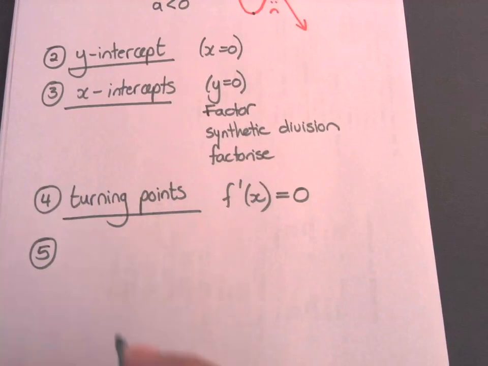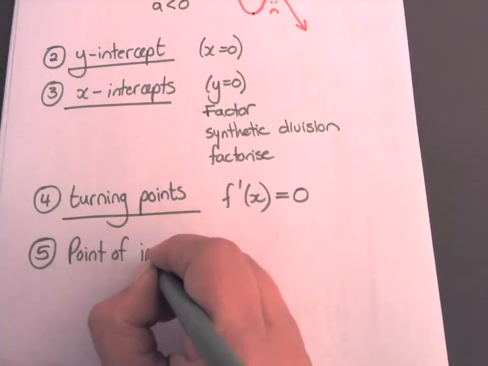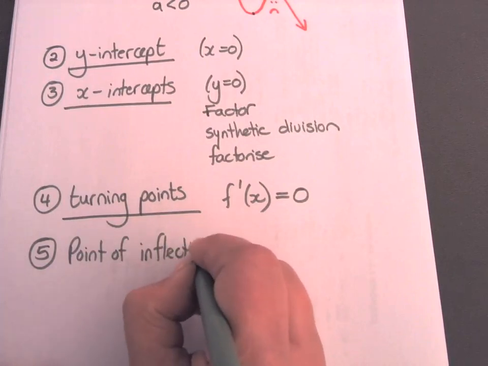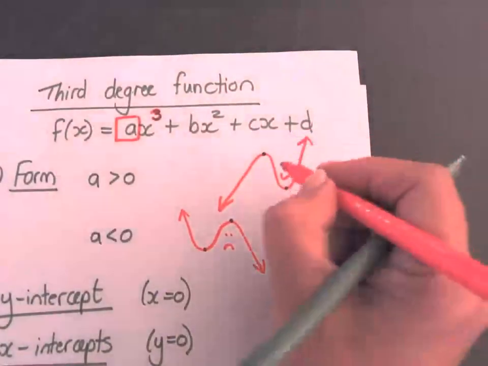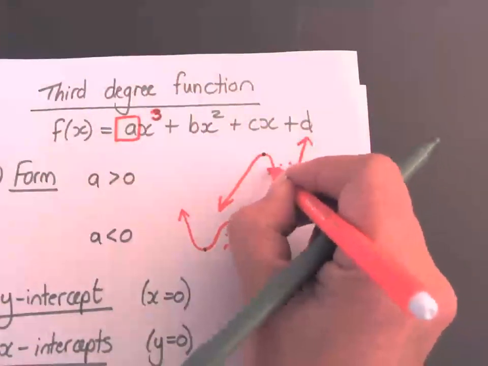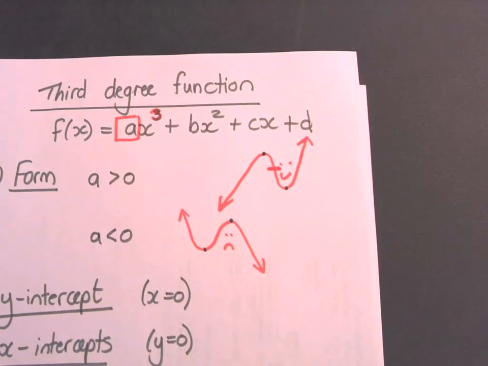Then we also have a point of inflection. That is this point here, halfway through the 2 points of turning. Halfway is the point of inflection.